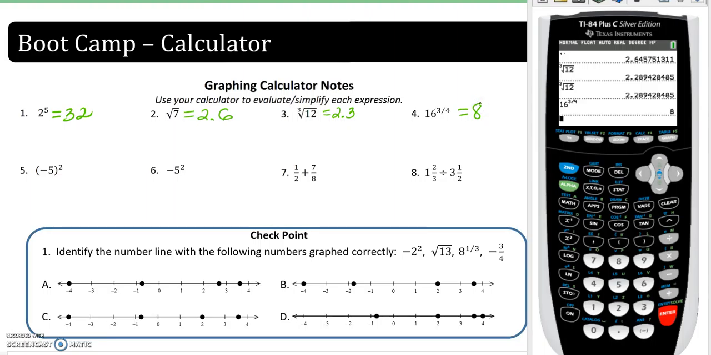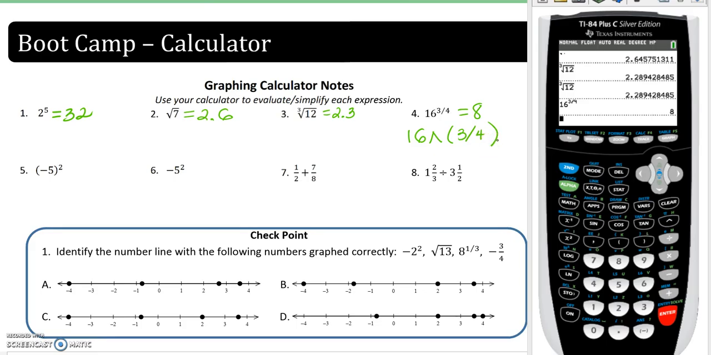For those of you with an older calculator where your powers don't bounce up and sit high, you would have to use parentheses around your power. It would look like this: 16 caret, open parenthesis, 3 divided by 4.